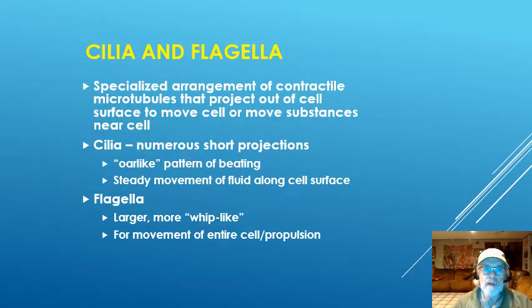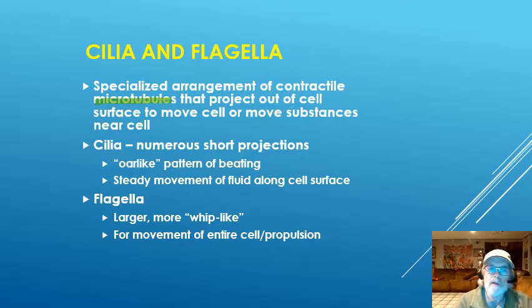Okay. The last thing I want to talk about today, well, I got two things, cilia and flagella. These are small little projecting things that come out from the wall of something. Flagella would be a whip-like tail. Cilia are these little short projections. I'll talk about those, and I'll show you some pictures of what they're like. And they're basically a specialized arrangement of contractile microtubules.